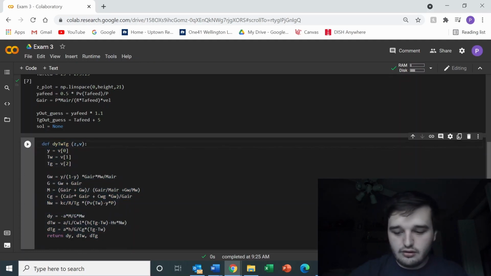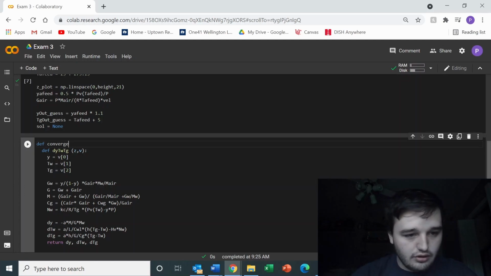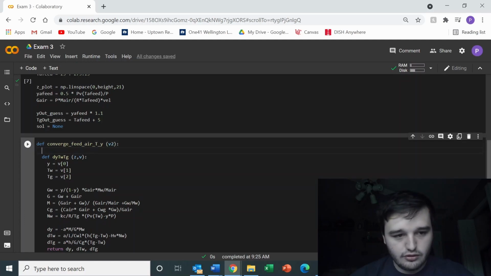So we can go ahead and indent everything else, because we're going to start a new function, and we're going to define that function. Again, we need something that it's going to converge to. We'll just say the feed of the air is going to converge to, and then we're looking for the temperature of the gas, temperature of the water, as well as the mole fraction, and this just needs to be a second variable, so we'll call it V2. And we're going to say that the mole fraction of the water at the exit and the temperature of the gas at the exit are equal to that V.